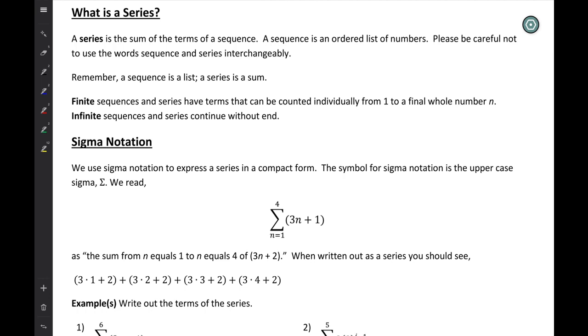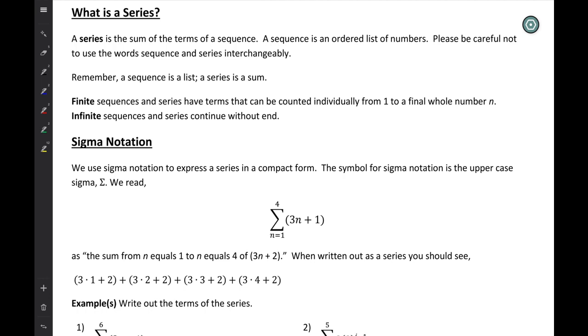There are two specific types of sequences and series that we look at, and these relate to the length. There are finite sequences and series, and these have terms that can be counted individually from 1 to a final whole number n, so they end. And there are infinite series or sequences, and those continue without stopping. Today we're really only going to look at finite series, but know that infinite series are out there and they get kind of crazy. We'll look at them eventually.